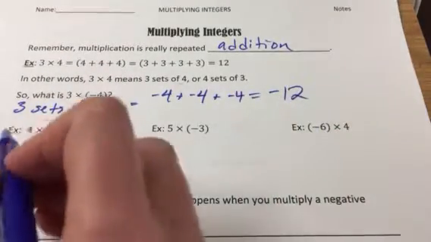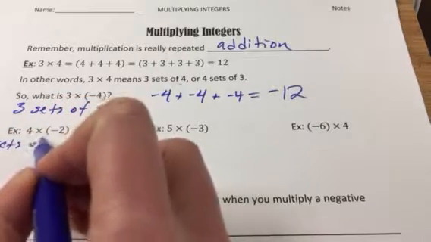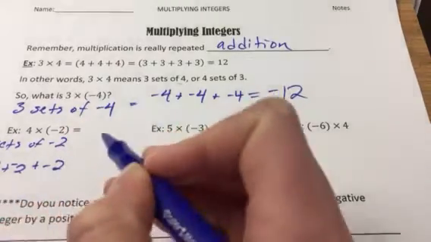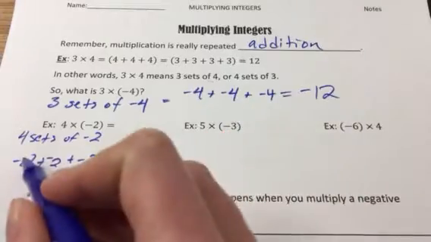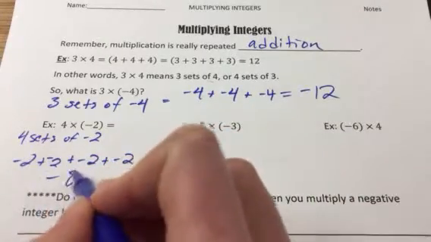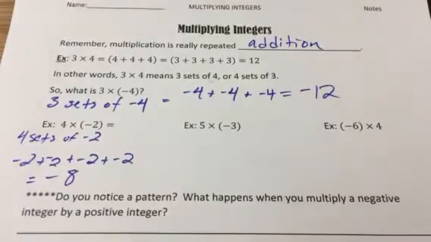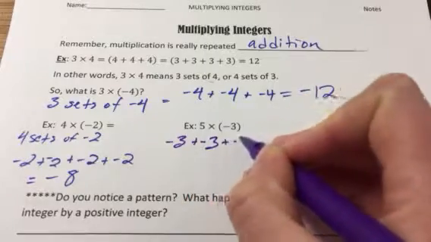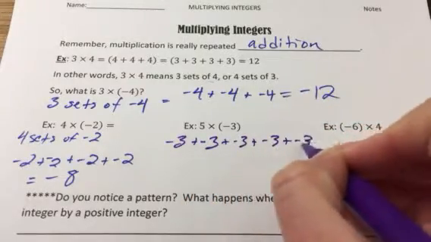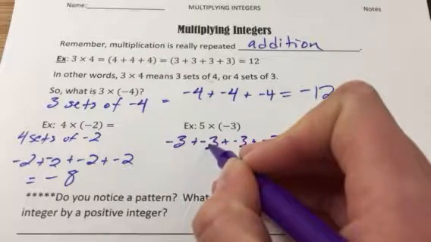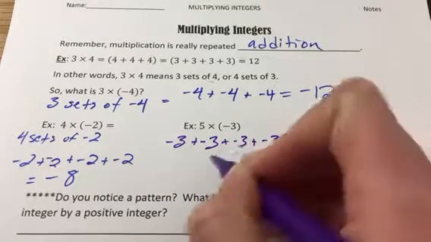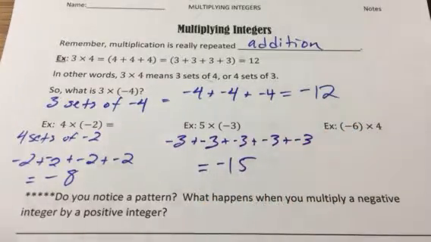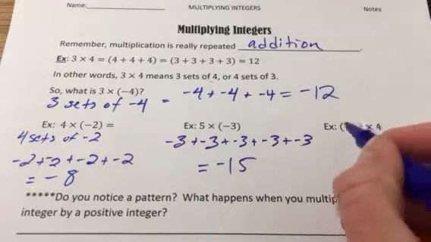4 times negative 2, well, that means I have 4 sets of negative 2, so this is going to be negative 2 plus negative 2 plus negative 2 plus negative 2: negative 2, negative 4, negative 6, negative 8. This next example means I have 5 sets of negative 3, so this will be negative 3 plus negative 3. That's negative 6, plus negative 3 is negative 9, negative 12, negative 15.